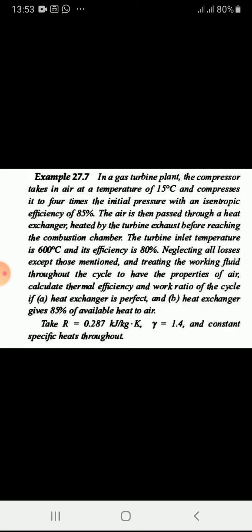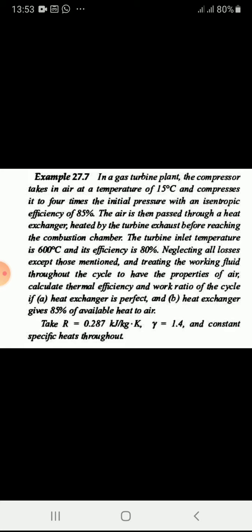So after compression, the air is passed into a heat exchanger, which is the regenerator, heated by turbine exhaust, before reaching the combustion chamber. So after the combustion, the combusted gases are let into a turbine. The turbine inlet temperature is 600 degrees Celsius and efficiency of turbine is 80%. So neglecting the losses, treat the working fluid to be air. You have to calculate thermal efficiency and work ratio of the cycle.